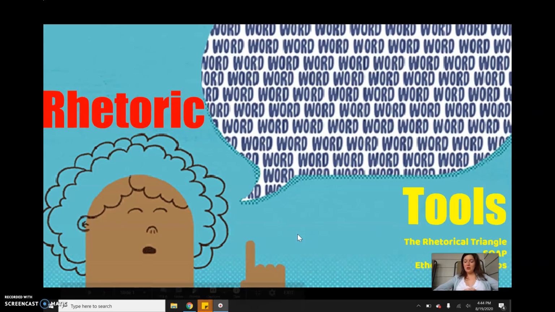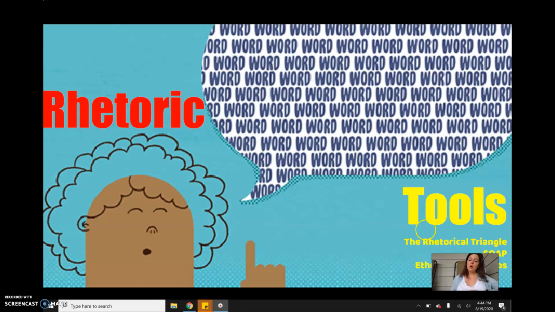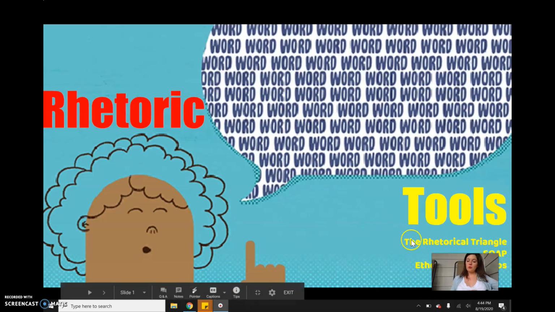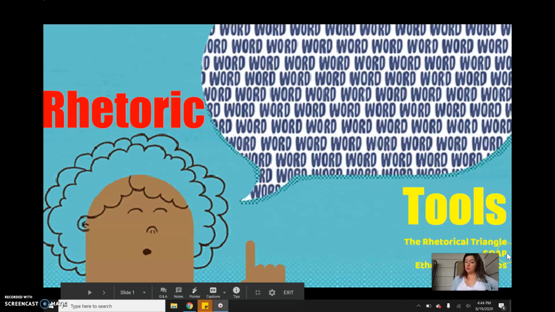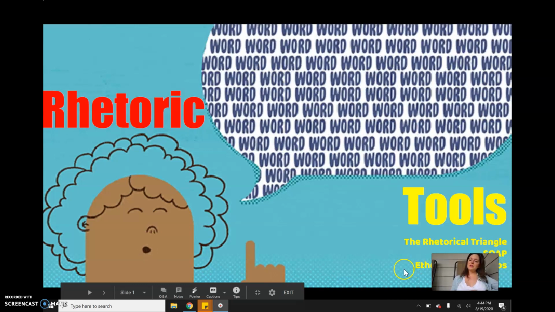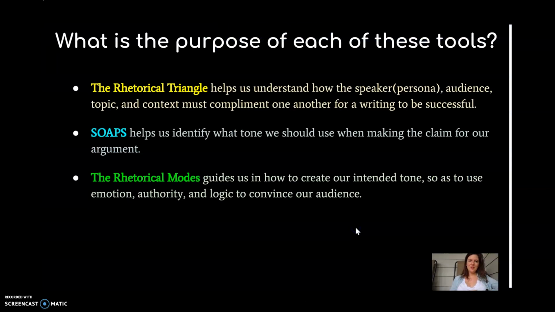In this video, some of this might be brand new, some of this might be review. We're going to be going over the rhetorical triangle, SOAPSTone, not just SOAP, SOAPST, and then ethos, pathos, and logos. So let's check these things out. What is the purpose of each of these tools?